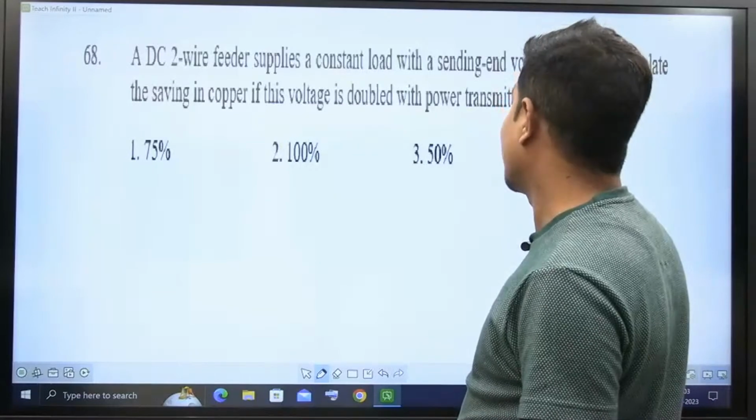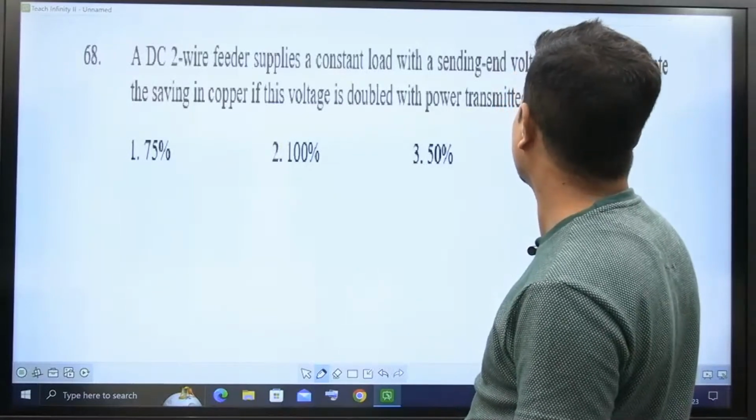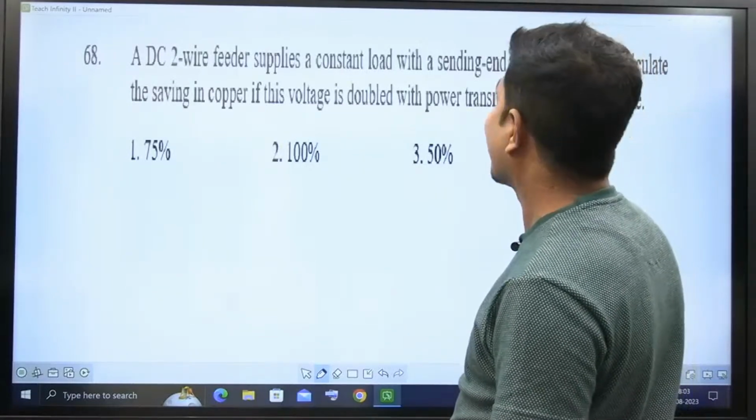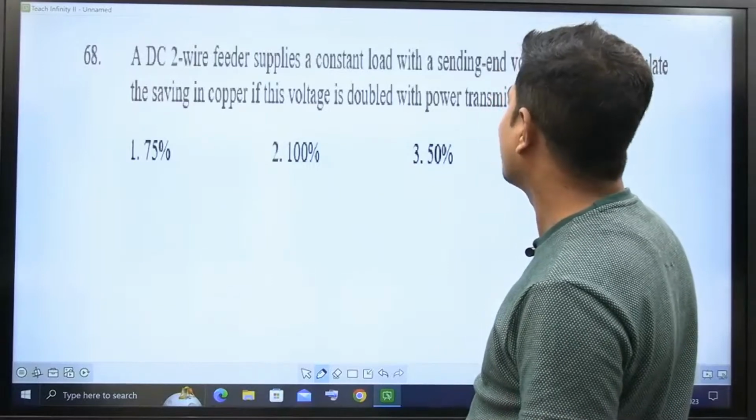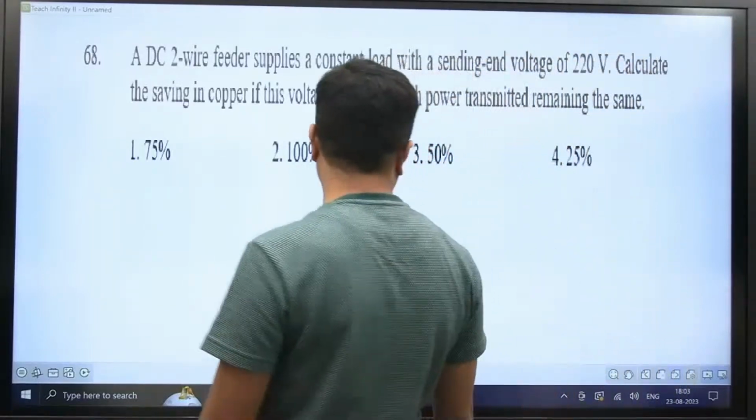A DC 2-wire feeder supplies a constant load with a sending end voltage of 220. Calculate the saving of copper if the voltage is doubled with power transmitted remaining the same.